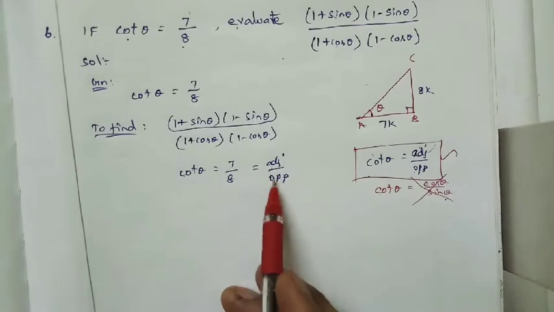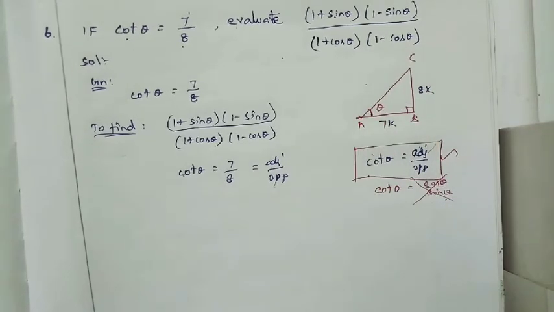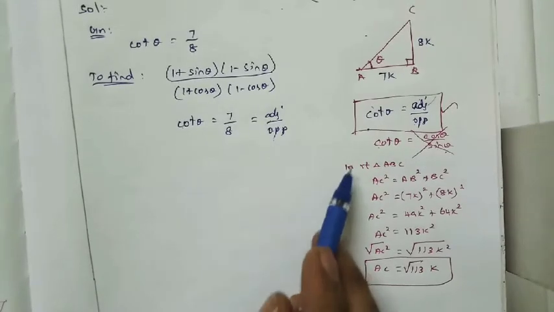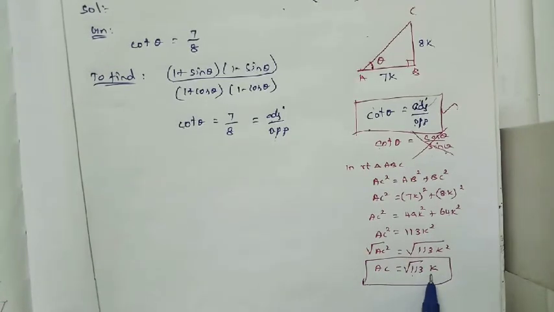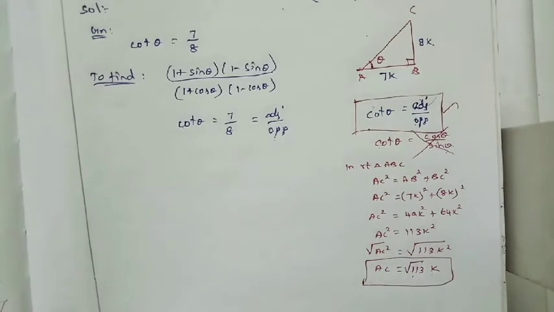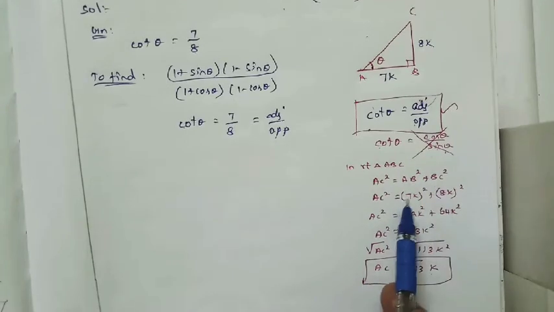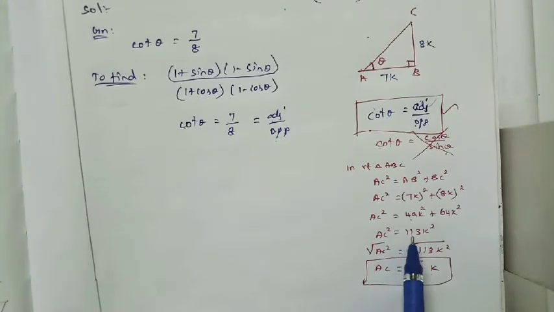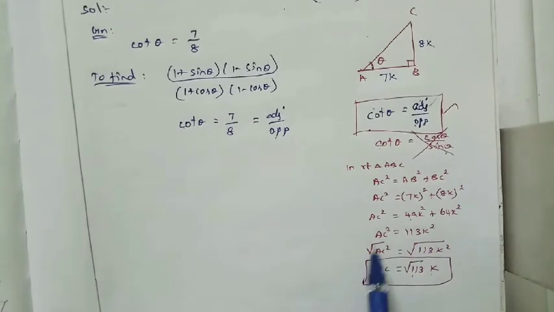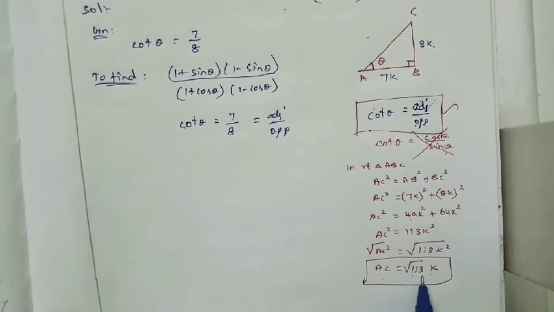So here we know the adjacent side and the opposite side, and we want the hypotenuse. By using Pythagoras theorem, AC square is equal to AB square plus BC square, that is 7k the whole square plus 8k the whole square. 7k the whole square is 49k square, plus 64k square. Adding these two values, we get 113k square. Taking square root on both sides, k square comes out of the root as k, and AC is equal to root 113 k.